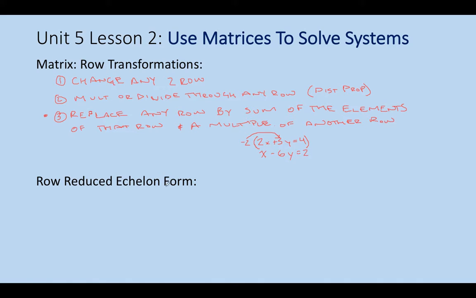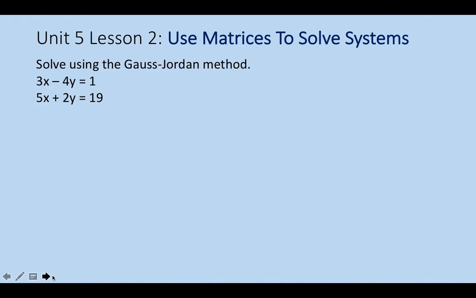Row reduced echelon form, this is what we talked about earlier, the 1, 0, 0, 0, 1, 0, 0, 0, 1. That's what we're trying to get to. All right, let's go ahead and try just a little baby example.